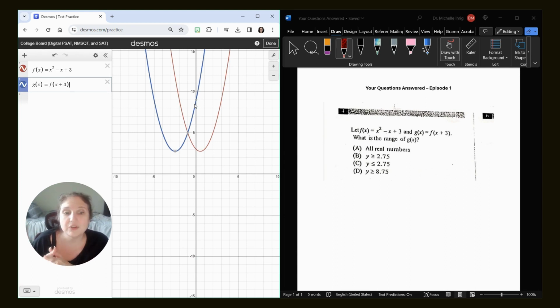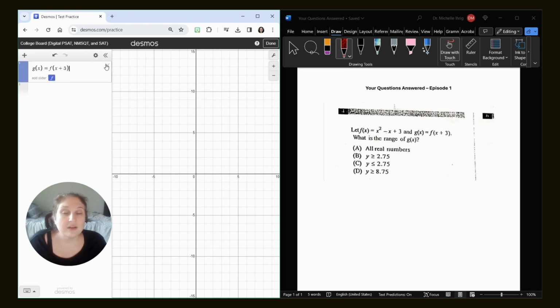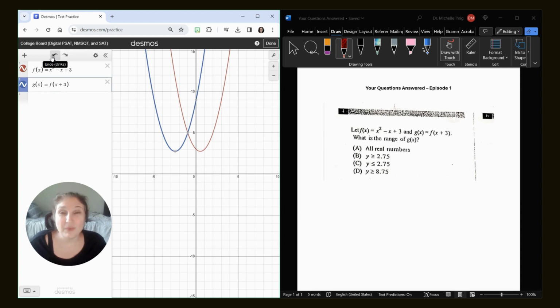What I tell students is, because it says what is the range of g of x, we don't want to delete f of x, because if we do, look what happens. All of a sudden we don't have a g of x. So we don't want to delete f of x. What we want to do is hide it. So I'm going to click this red button right here, and that lets me still have it in the calculator, but not on my screen.